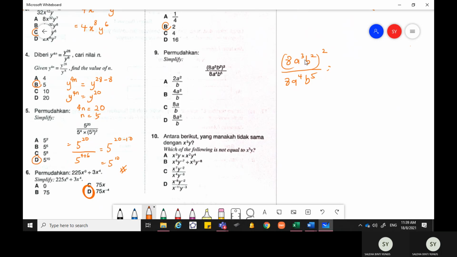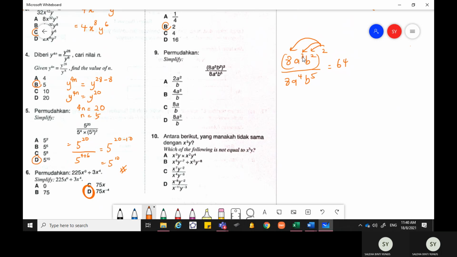So kita simplify dulu. Sebabkan kurungan ni the whole thing. Okay, bracket tu for the whole thing. Jadi kuasa ni untuk semua. Kuasa ni untuk 8, kuasa ni untuk A dan kuasa ni untuk B. Okay, jadi 8 to the power of 2. So kalau kita nak tulis terus 64 pun boleh. Okay, 8 to the power of 2, will equal to 64. And then A to the power of 3 to the power of 2.